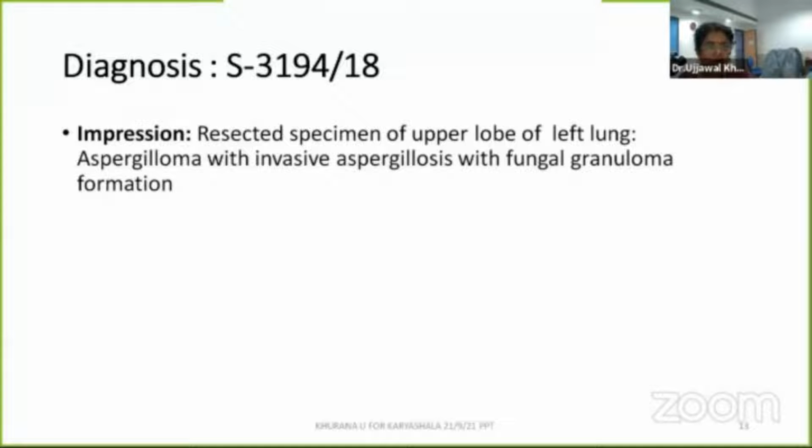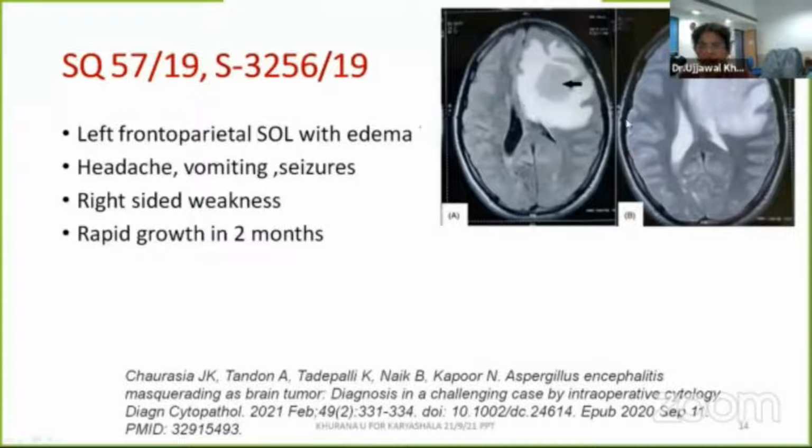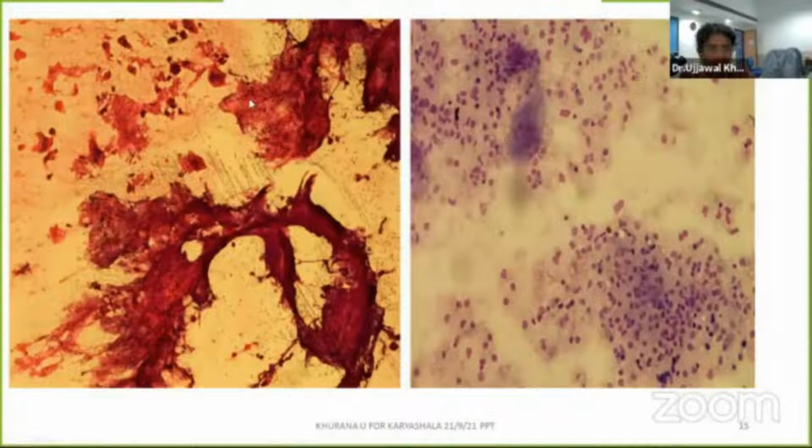It was granuloma formation. In this case they were suspecting a tumor in a young male, 21-22 years old, and later on it was clinically diagnosed as aspergillus encephalitis, combined clinical, pathological and microbiological. So these are the squash smear preparations. We could see numerous giant cells. Now we come to the next case. I had shown you two aspergillus cases, one lung aspergillosis and one encephalitis.